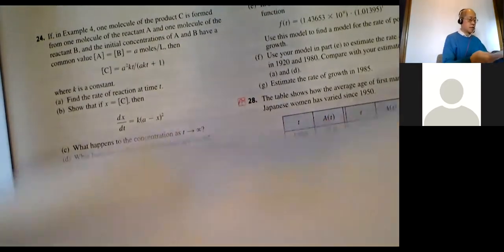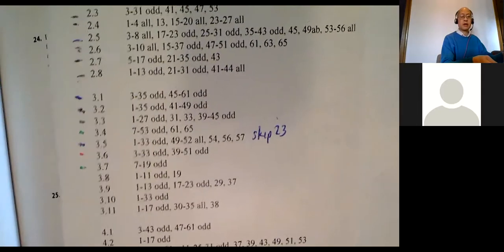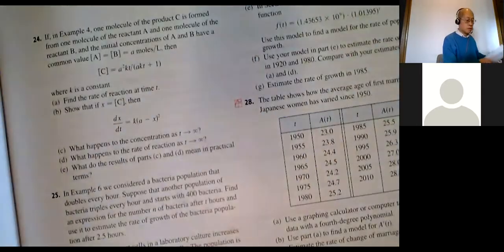And then I'm pretty much done with the section. Okay, I'll give you one to try on your own, and then that'll be it. Okay, so number 19.